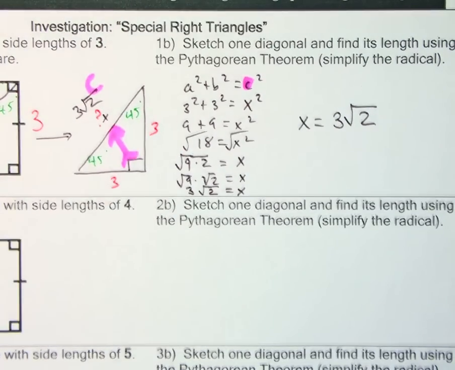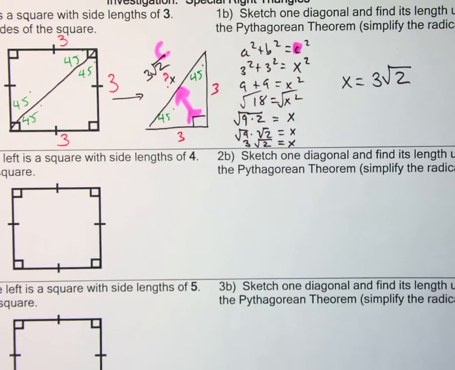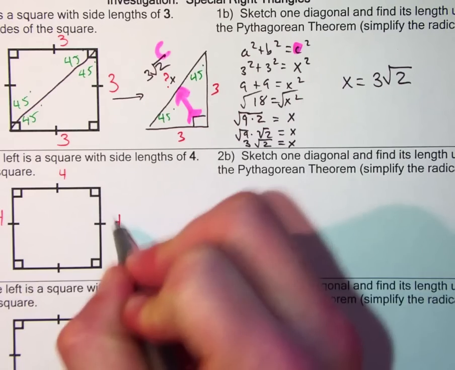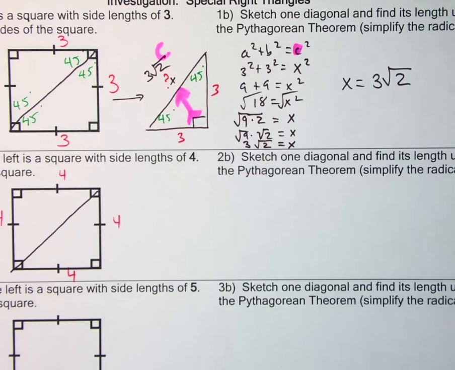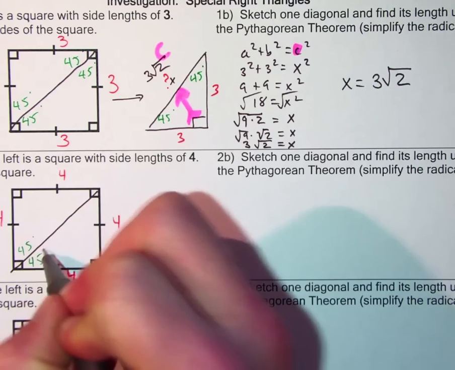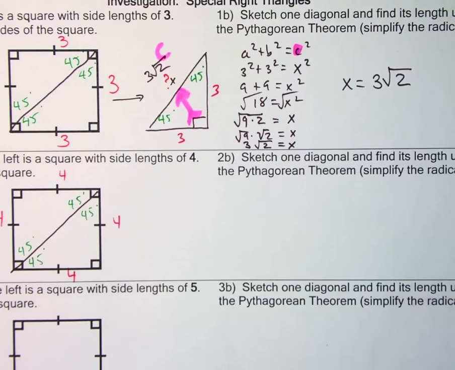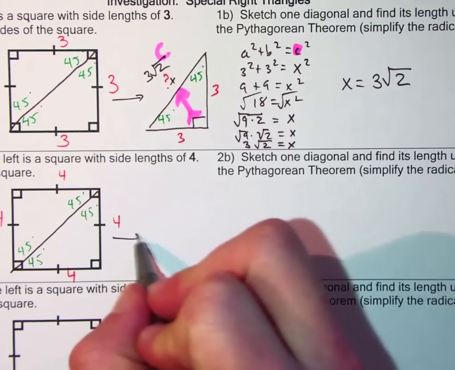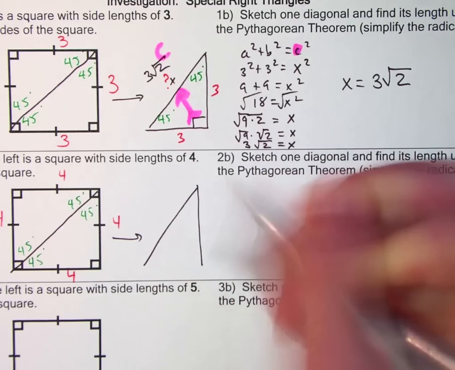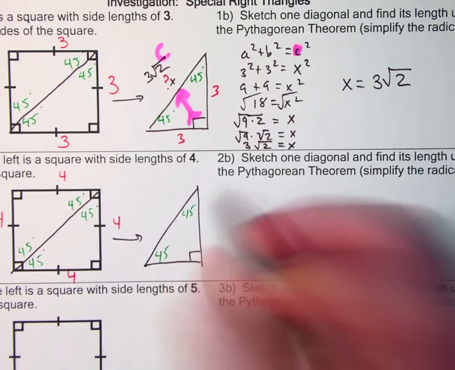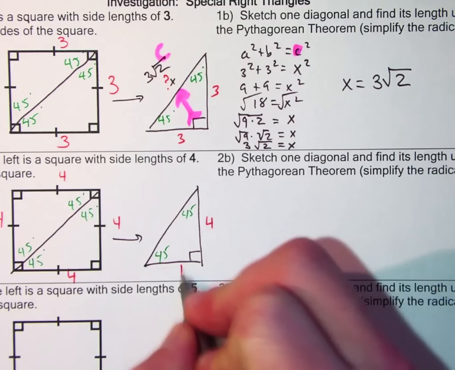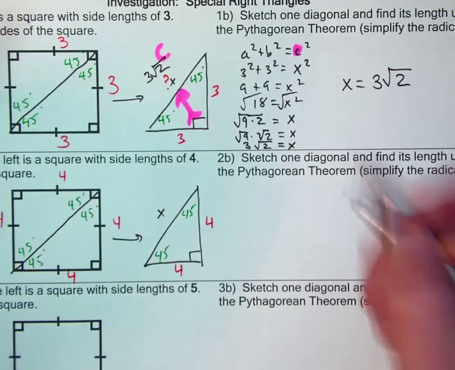Okay. So let's do the exact same thing again, but let's try it with side lengths of 4. All right, and if you want, you can pause this one and try it on your own. Here I go. These are all 4. I'm going to go ahead and sketch in my diagonal again. I can see that these are going to be 45 and 45. And then I'll just go ahead and re-sketch this triangle right here. And we're looking for x again.